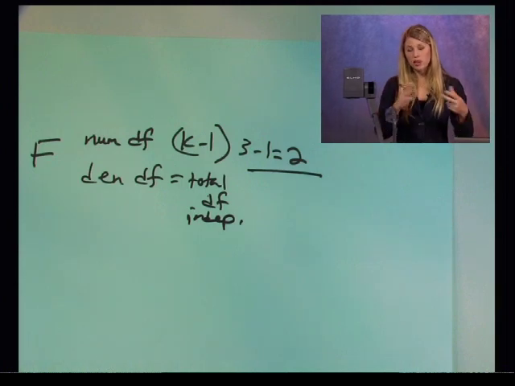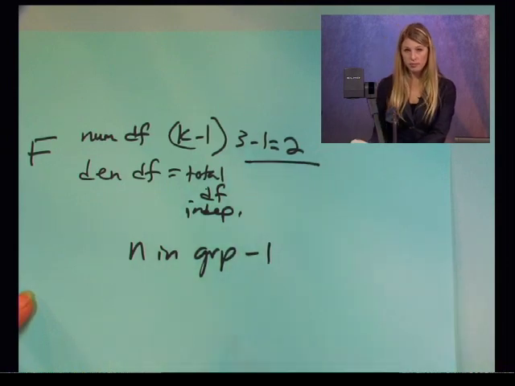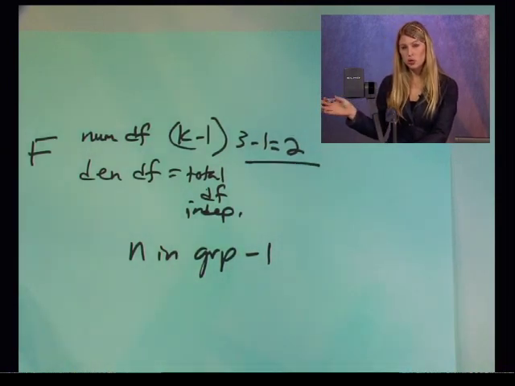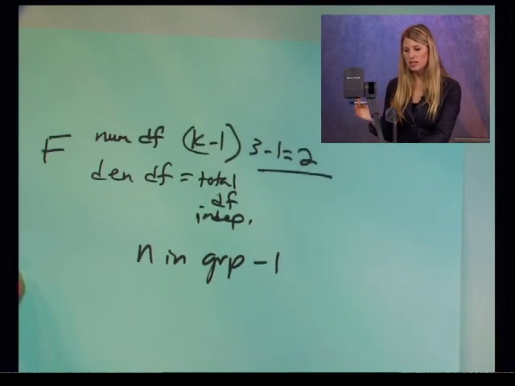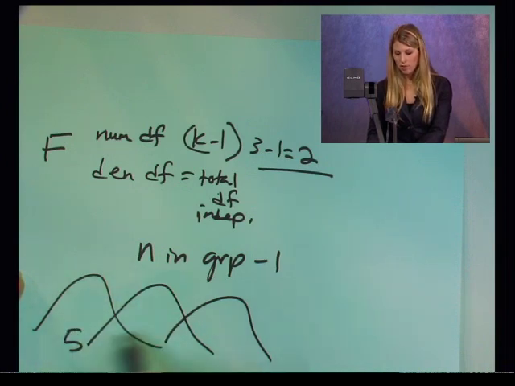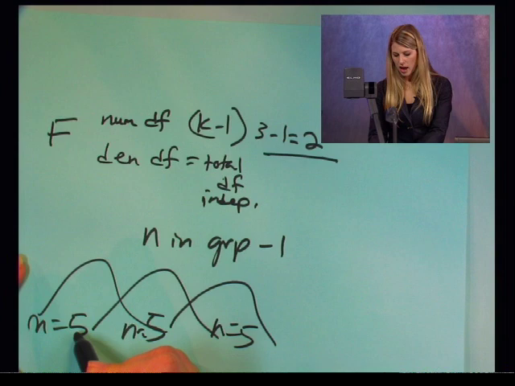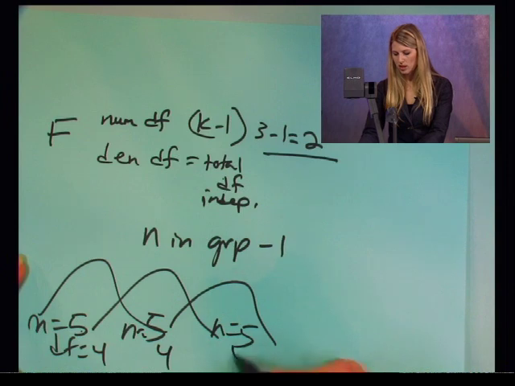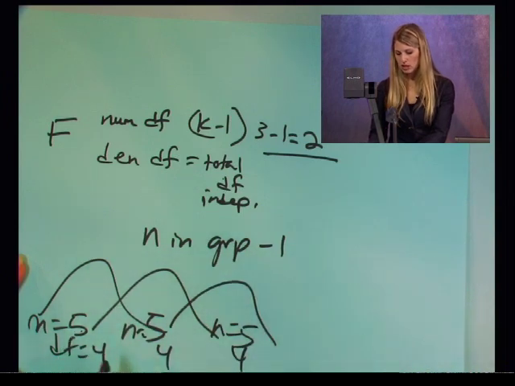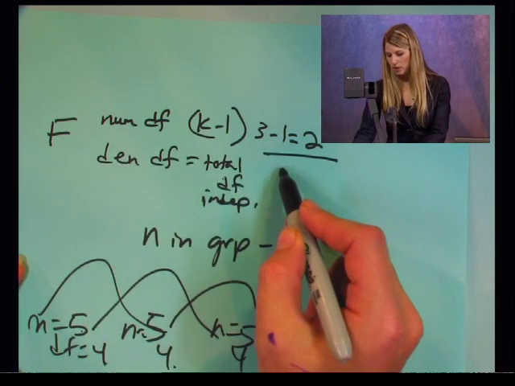So it's the n in each group minus 1. Let's use a smaller number that makes it easier to calculate. Let's say you're comparing 3 different groups, and for each group you draw a sample of 5. n equals 5, n equals 5, and n equals 5. Your degrees of freedom for this first group is n minus 1, 4, the same for this one, and the same for this one. Your total degrees of freedom here is 4 plus 4, 8, plus 4 is 12. So your denominator degrees of freedom here is 12.